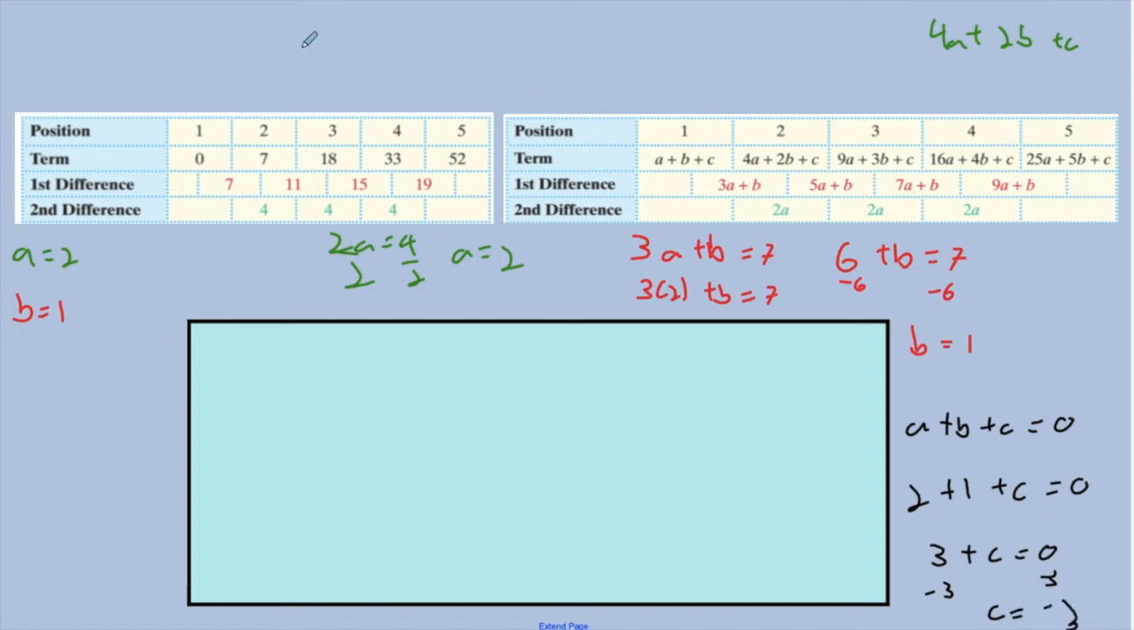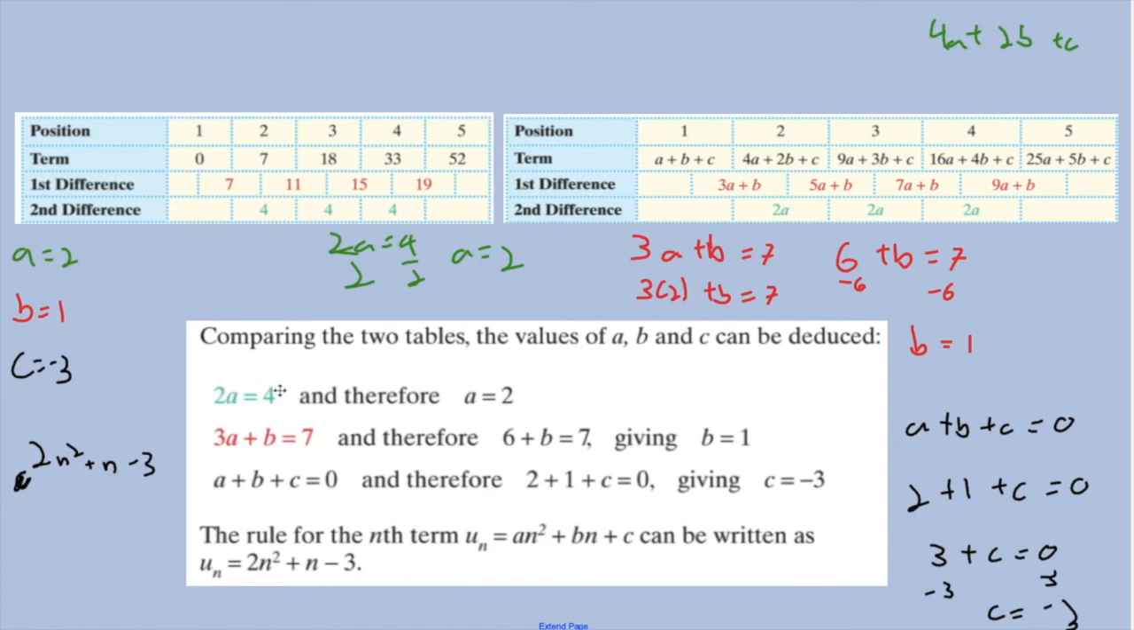So all together, put everything together, we will get 2n squared plus, well, b is 1, so 1 times anything, we don't need to write, n minus 3. Okay, let's check here. All right, and there we go. Now, and here's our answer.